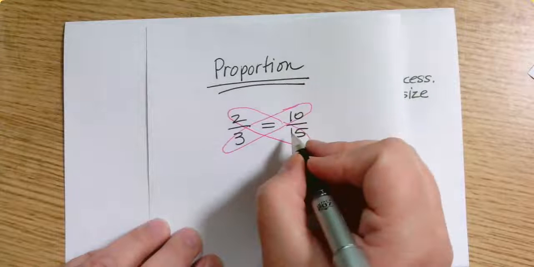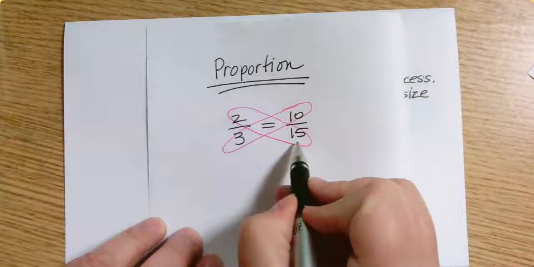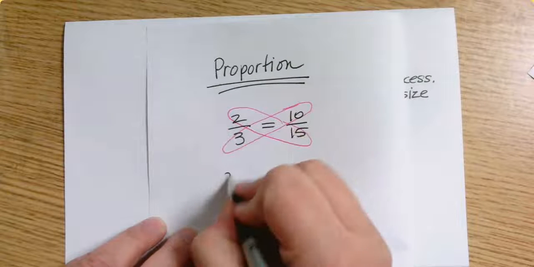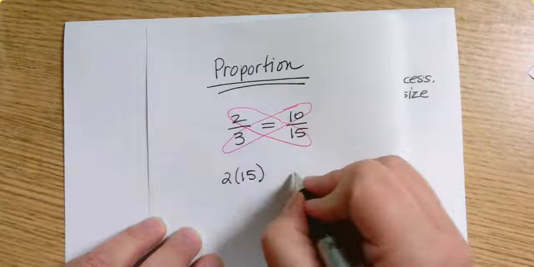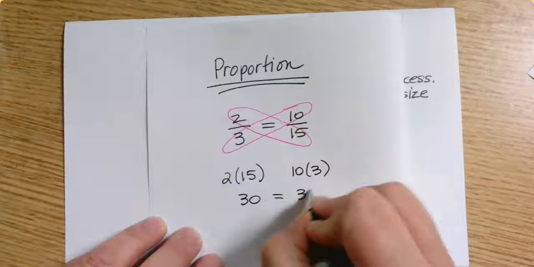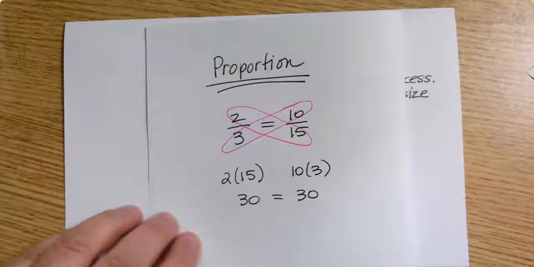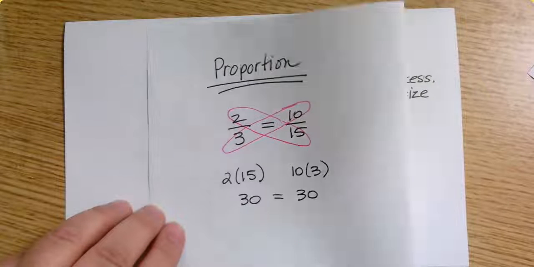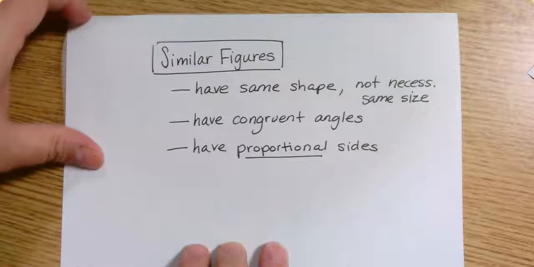If you have a true proportion, which this is, then 2 times 15, the top on one side times the bottom on the other side, will equal the other top times the other bottom. So 10 times 3, those are both 30. So that's one way you can check to see if something is a true proportion, but it's also a fact we can use to find missing side lengths. Okay, so this is what it means by proportional. Let me give you an example.